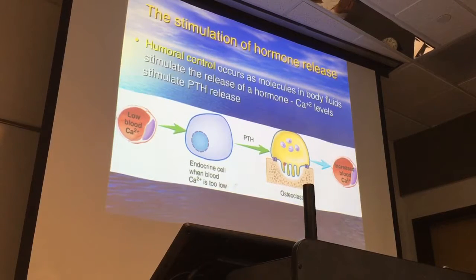ADH? ADH, correct. Got it? Because it's measuring the osmolarity of the interstitial fluid, and I've emphasized that, around it. Very good. Everybody got that? Those are examples of hormones that are released by a cell in response to some fluid, and it's almost always going to be the interstitial fluid around it.